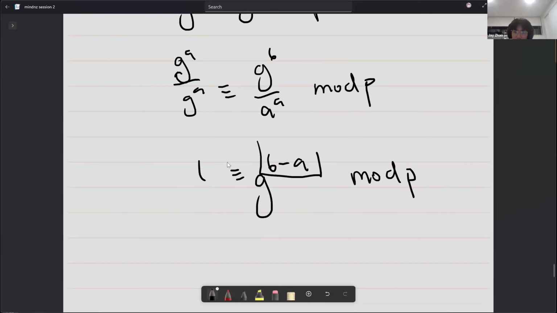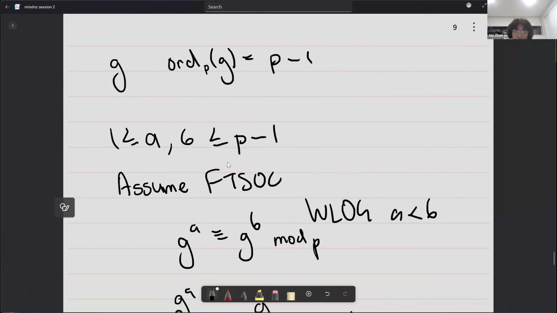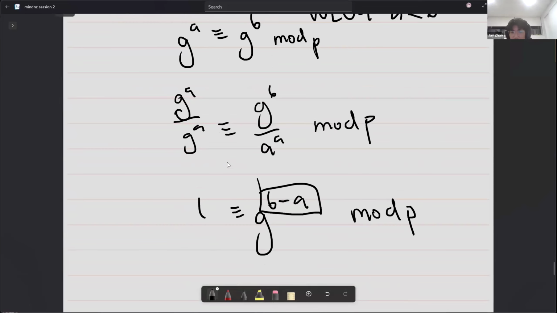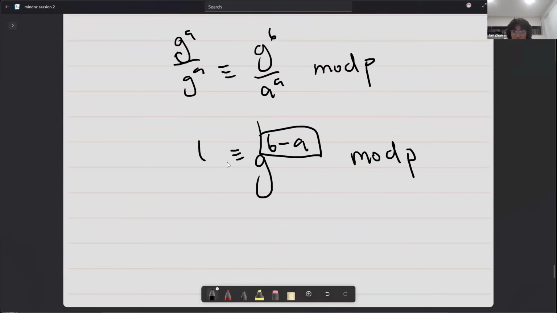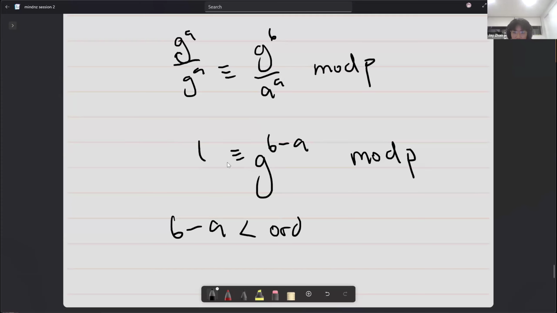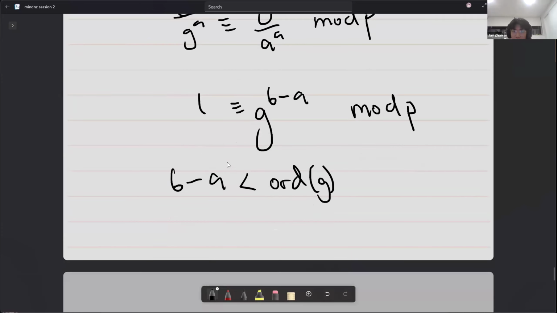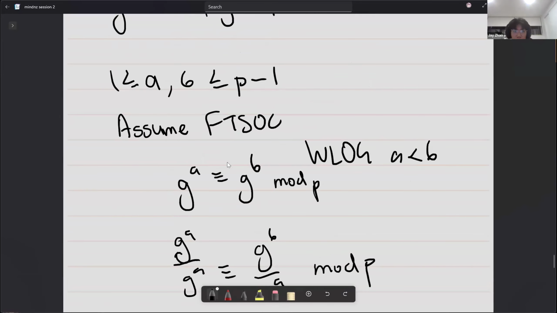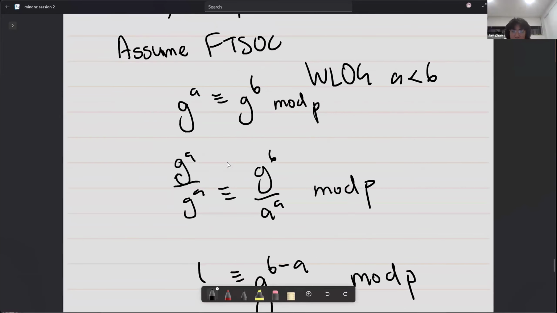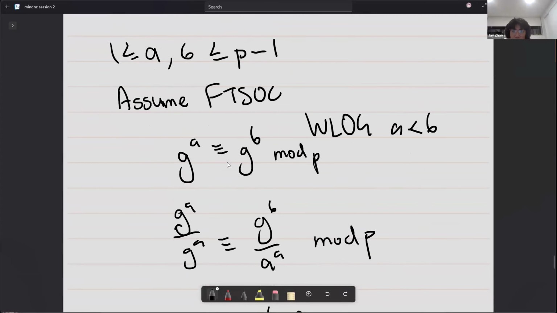But then, because B is less than or equal to P minus 1, B minus A is less than the order of G. And so this contradicts the fact that the order is the smallest power that's congruent to 1 mod P, which means that it's not possible for these two to be the same.